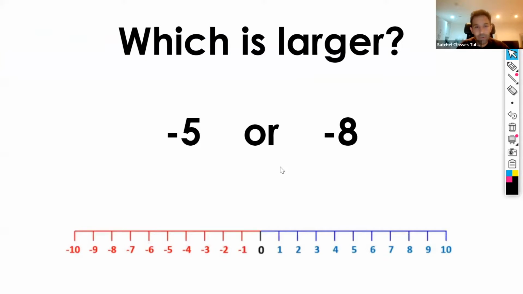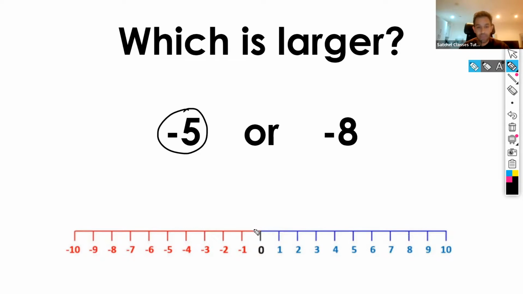Now, very quickly, which is larger? So is -5 larger or -8? And again, you can pause the video and have a go at this. Well, the correct answer is -5 is larger than -8. So -5 is greater than -8. And the reason being is because the further away we go from 0, the smaller the value gets.